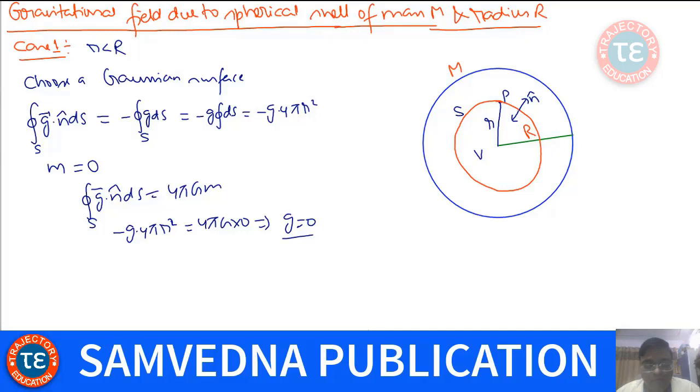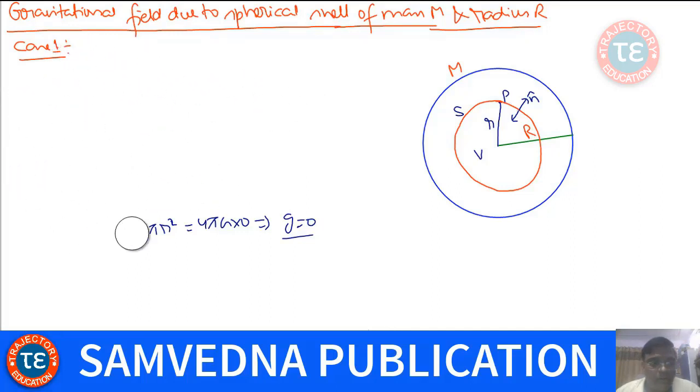Now let's find the gravitational field for r greater than capital R, for outside. Let's find out the gravitational field outside the sphere. Case 2, r is greater than R. Suppose point P is outside now.